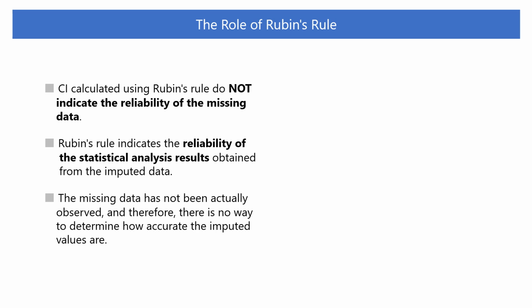The reason is that the missing data has not been actually observed, and therefore there is no way to determine how accurate the imputed values are. On the other hand, imputed data is the raw material for statistical estimation and analysis. When performing regression analysis or estimating the mean using imputed data, the imputed values themselves are uncertain. It is possible to evaluate this uncertainty based on multiple imputed datasets.